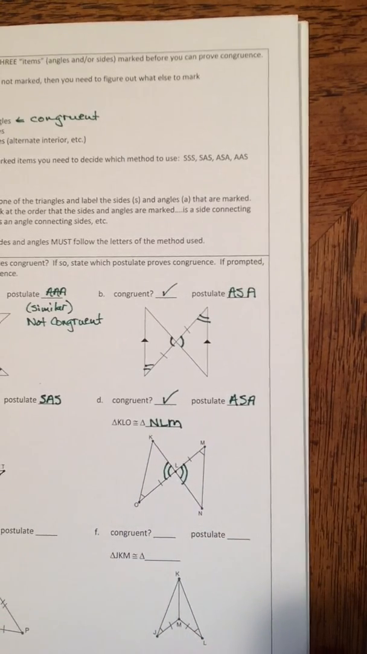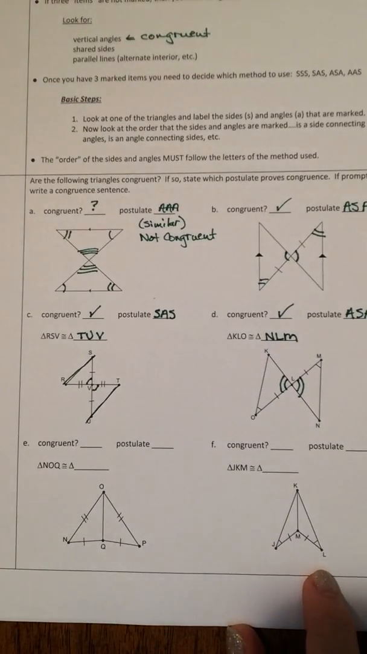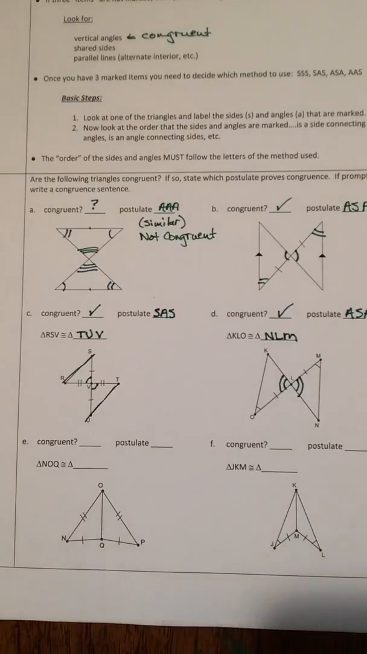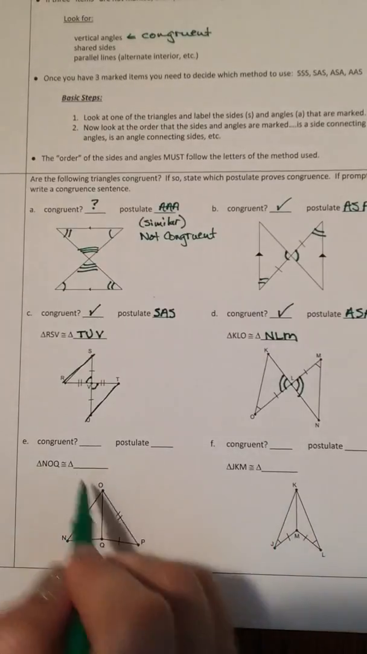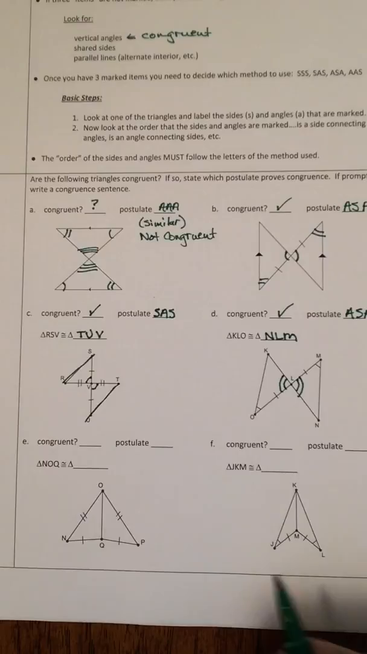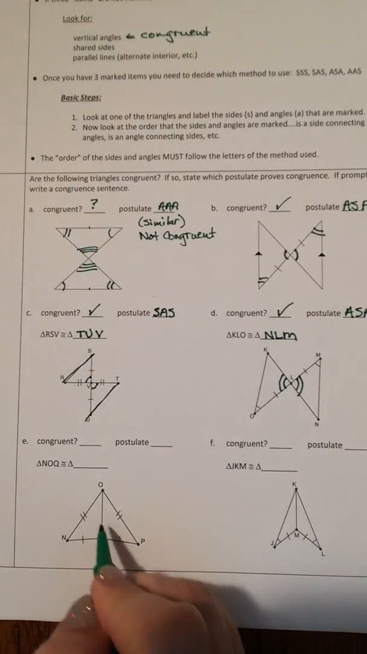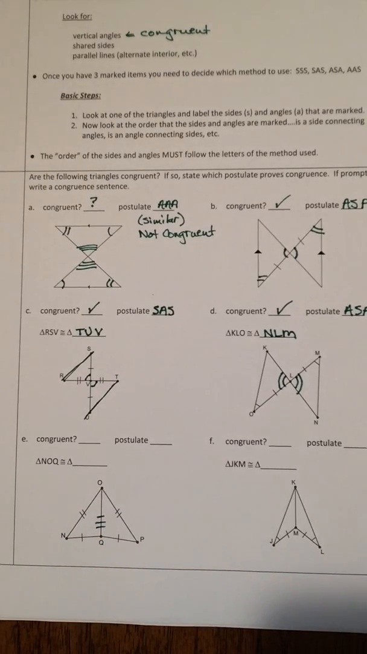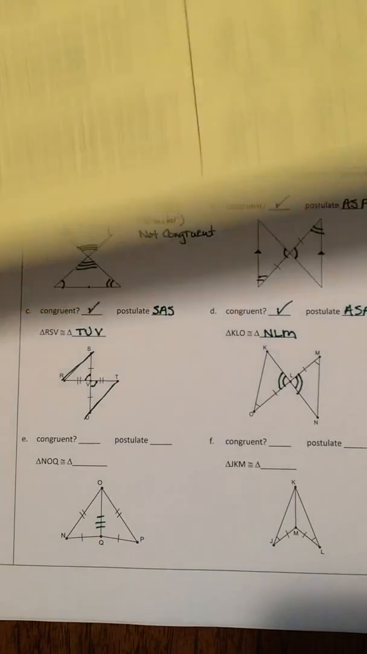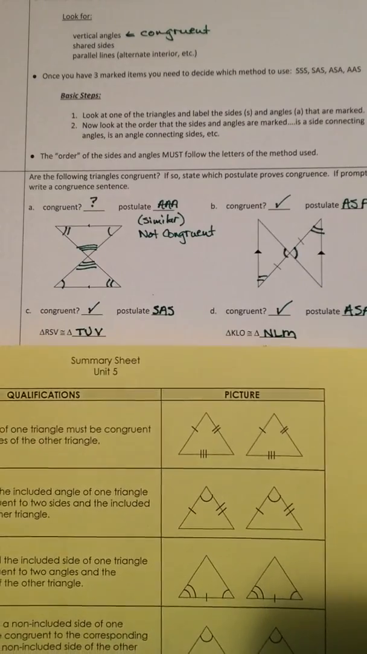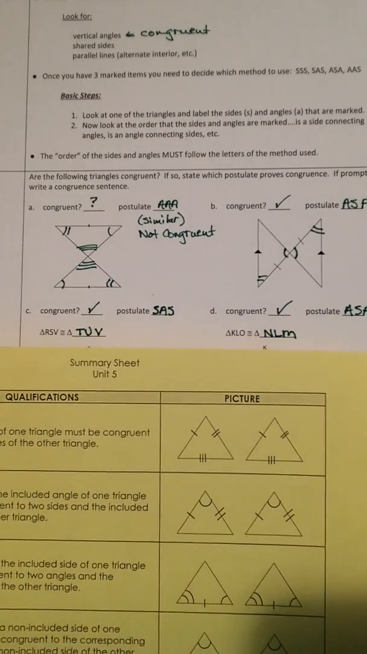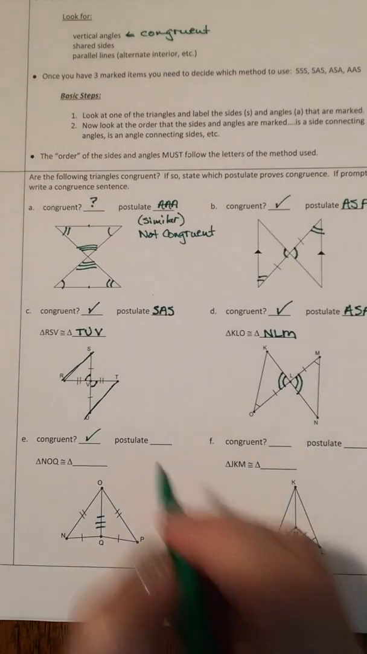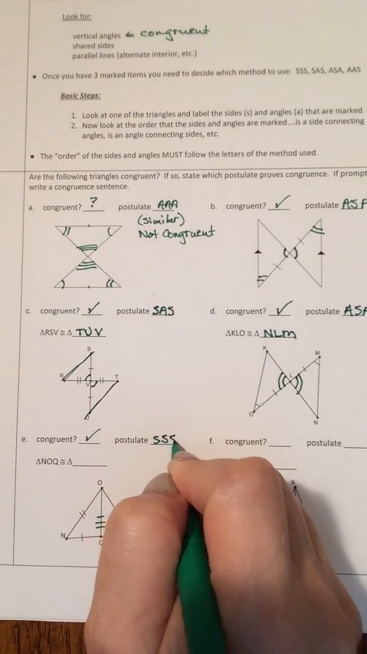For example, E. I look at what I have. They gave me 2 sets of congruent sides, but they also gave me a shared side. OQ is on both triangles, so I know that OQ is congruent to itself. So what I have are 3 sets of congruent sides, and if I take a look at the very first postulate, side, side, side, is 3 sets of congruent sides. So are they congruent? Yes. And my postulate will be side, side, side.